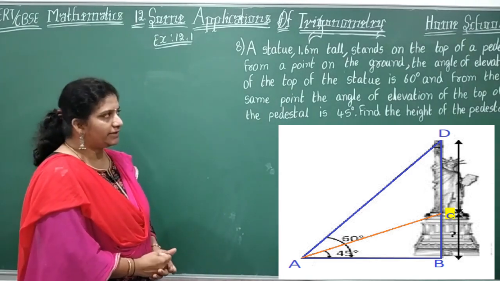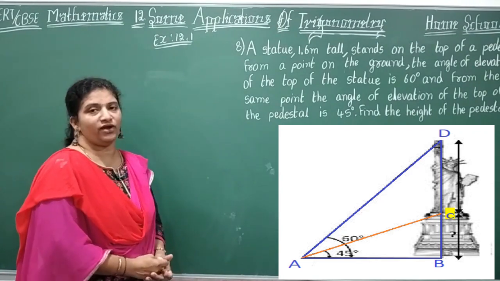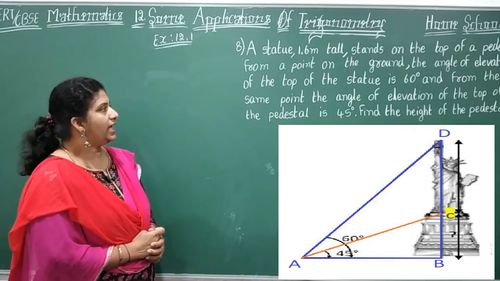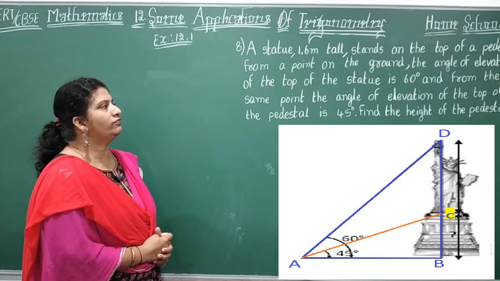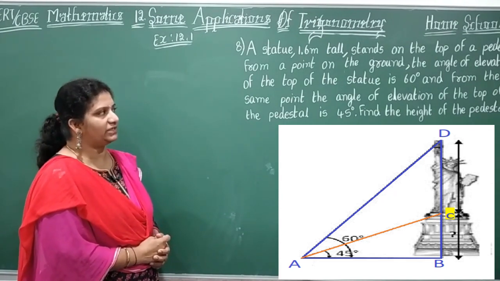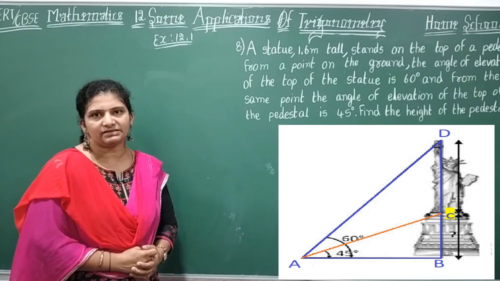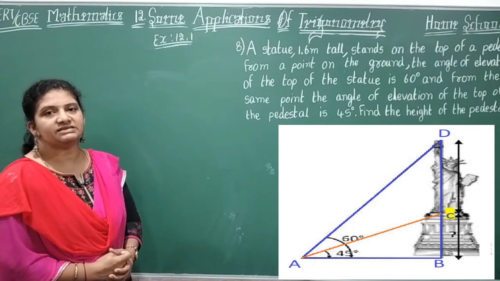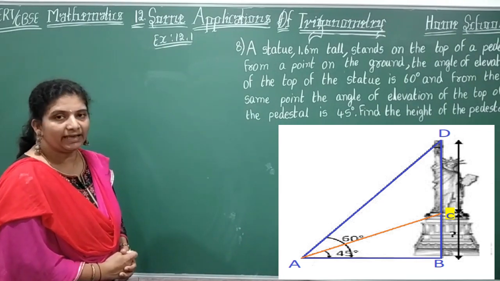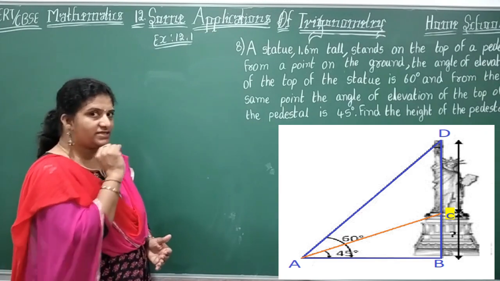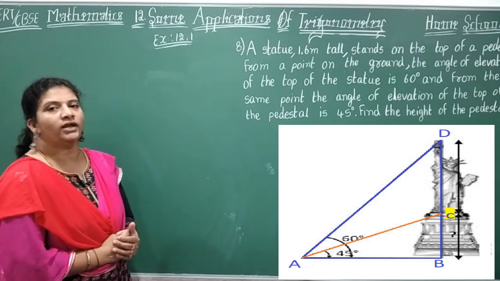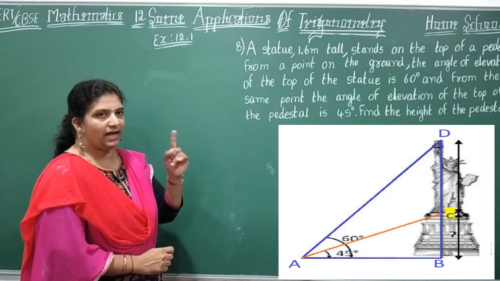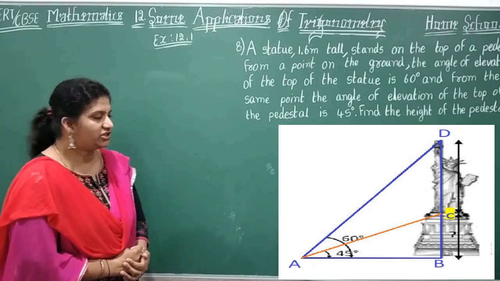From a point on the ground, the angle of elevation, somewhere we can take a point. Let's take a point at A. Okay, the angle of elevation of the top of the statue is 60 degrees. You can see there, BC is the pedestal and DC is the statue. So, the angle of elevation, always look up, from point A to the top of the statue. So, where is that? At point D. What is the angle of elevation here?